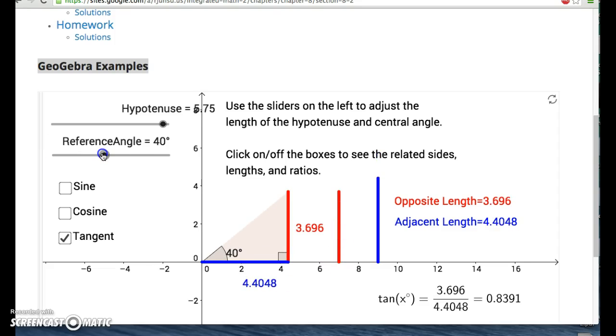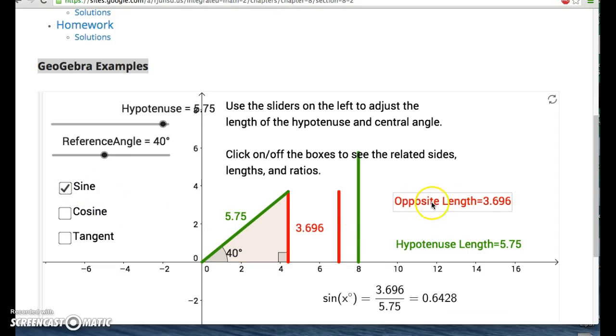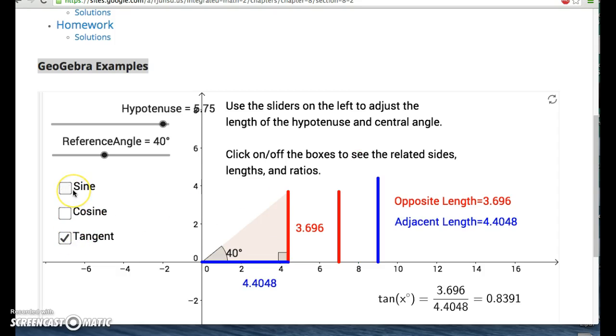Write yourself some notes right now about tangent and how it relates to opposite divided by adjacent. Notice how opposite length is on top, adjacent on the bottom. Cosine is adjacent over hypotenuse, and sine is opposite over hypotenuse. Write yourself some notes on tangent.